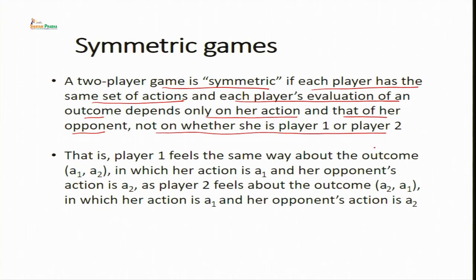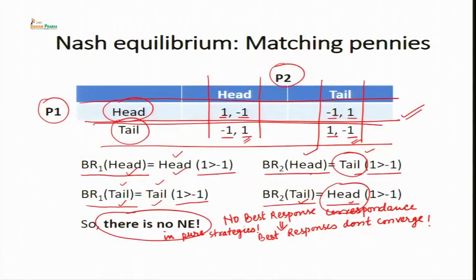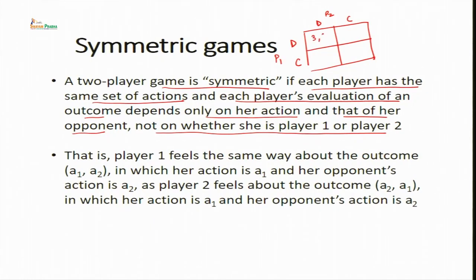Okay. So, simply what is happening? We have done a few examples. For example, we did prisoner's dilemma. That is precisely a symmetric game. Player 1 can defect or cooperate. Similarly, player 2 can defect or cooperate. This is player 2. What were they getting? We can complete the game table from the previous thing: 3, 3, 8, 1, 1, 8, then 5, 5. This was our game table.